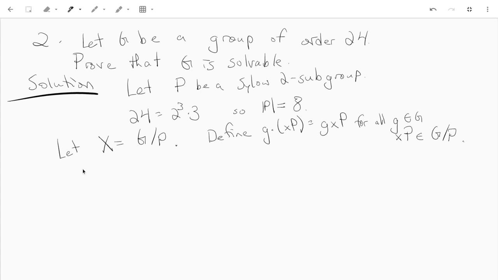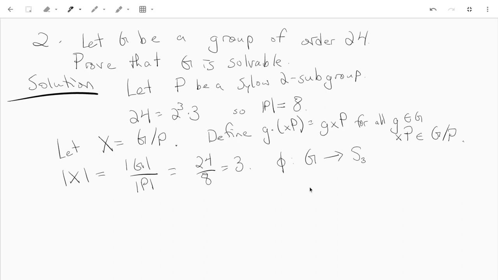What's the number of elements in the set? Well, it's just the size of G divided by the size of P. In other words, 24 over 8, just 3. So X has 3 elements, and we have a group action on a set with 3 elements. That gives us a homomorphism from G to the permutations on the set X. X has 3 elements, so we really get permutations in S3.